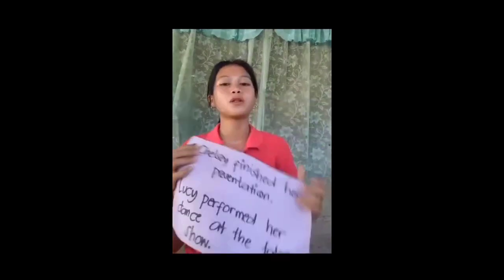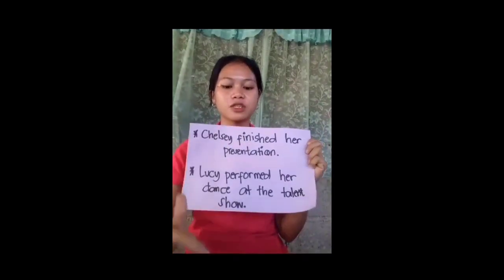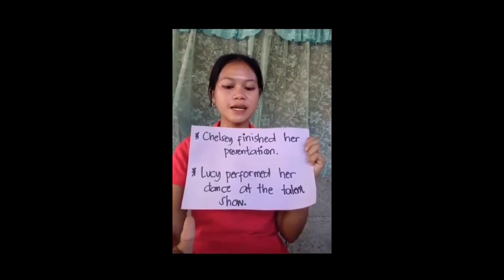I will discuss the third example of written grammar, which is pronoun antecedent agreement. Pronoun antecedent agreement is when a pronoun agrees in number and gender with its antecedent, the word it refers to. A pronoun should agree in number, person, and gender with its antecedent. If the antecedent is singular, the pronoun should be singular. If the antecedent is plural, the pronoun should be plural. Example: Chelsea finished her presentation. In this sentence, Chelsea is the antecedent and her is the pronoun.